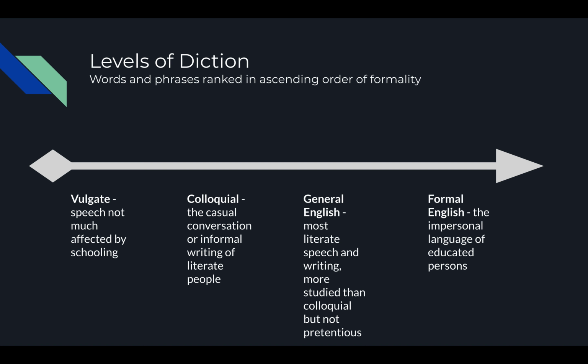Then we have colloquial, the casual conversation or informal writing of literate people. We move to general English, most literate speech and writing, more studied than colloquial but not pretentious. And then last but not least, we have the formal English, the impersonal language of educated persons. Now these levels of diction, there's no scientific basis that this is an accurate way to determine the education of people or how well they speak, but it often helps us classify different types of poetry, and that is the only reason, in my opinion, that it is used.